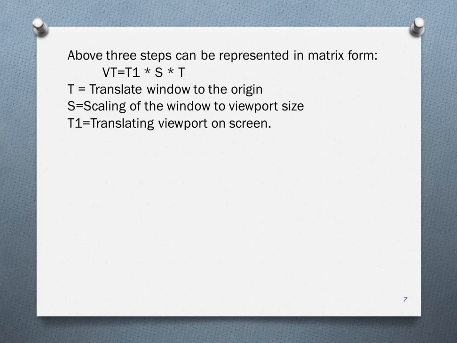Why we have arranged this from right to left, and what the composite transformation matrix is, if you want to learn in detail, then please watch my video lecture on homogeneous coordinates and composite transformation matrix. So the viewing transformation will be equal to T1 into S into T, where T is translate window to the origin with the factors Tx and Ty, then scaling of the window to viewport size, and then translating the viewport on the screen.